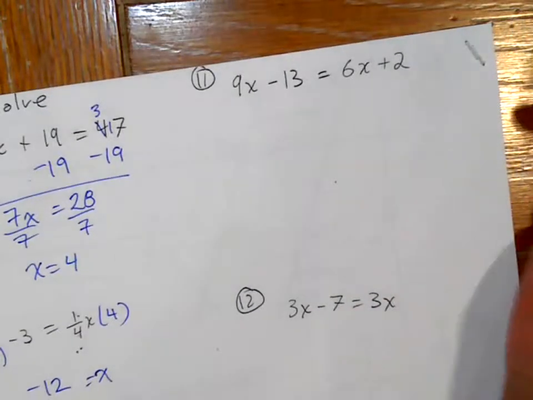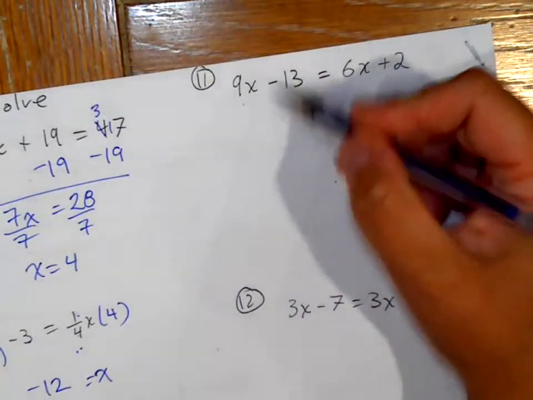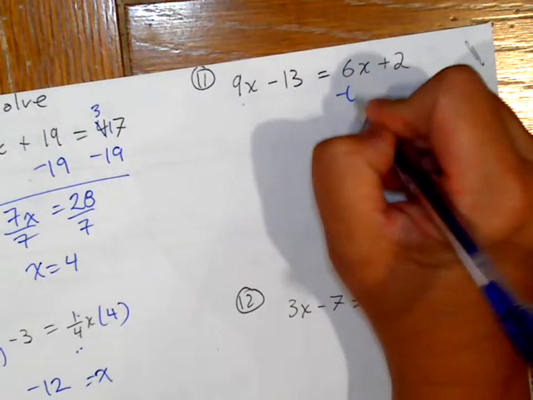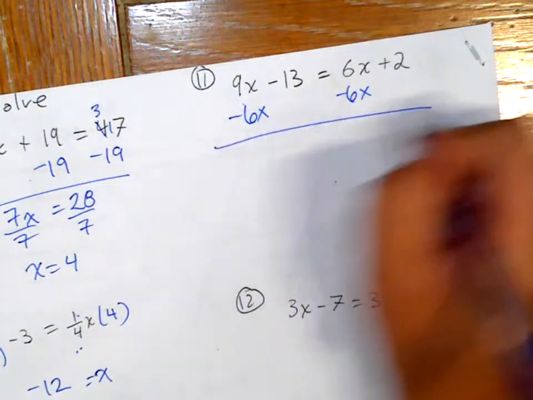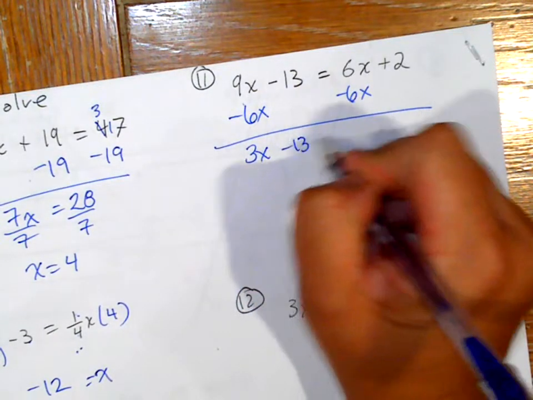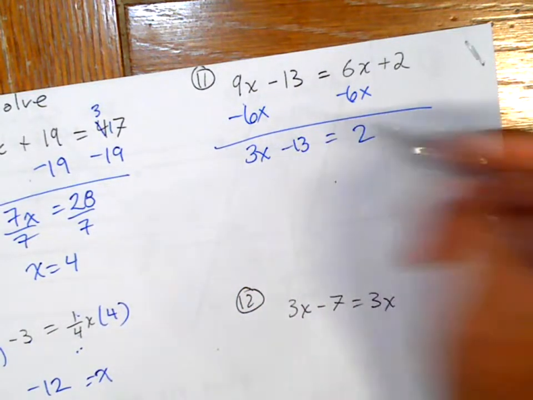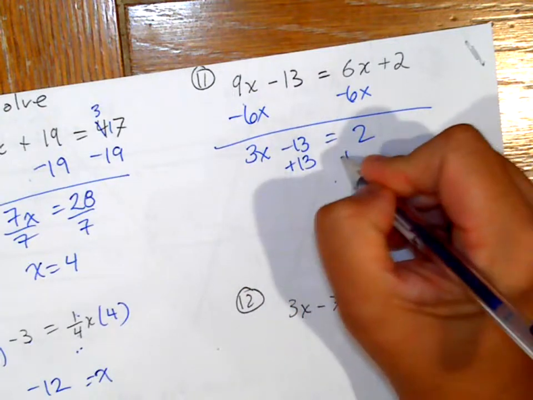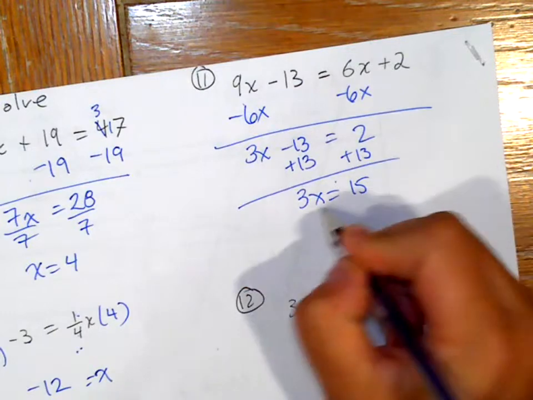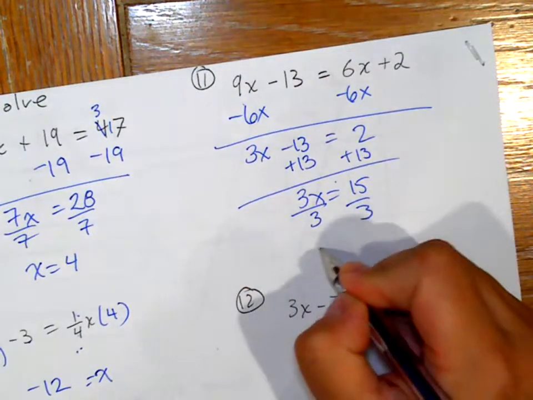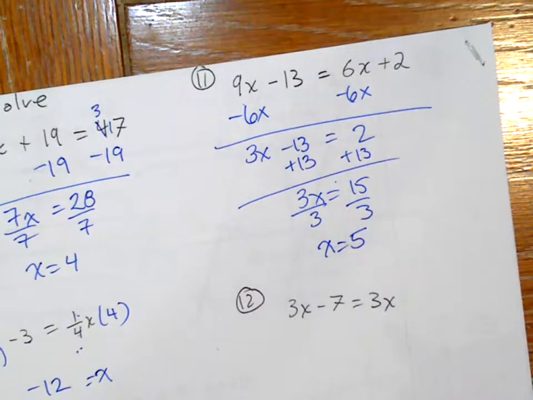Okay, gets a little bit more complicated right here. Two-step equations, got to move these guys over and these guys over. I'm going to do them one step at a time. It doesn't matter which way you start. It doesn't matter which way your variables go. I'm going to add 13. 3x is equal to 15. Divide both sides by 3. X equals 5.